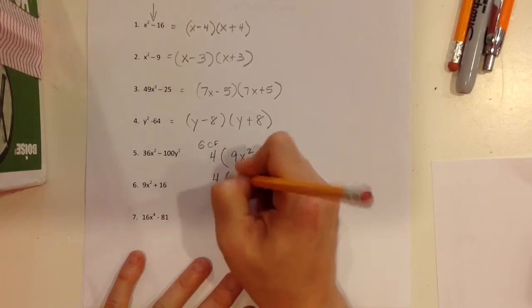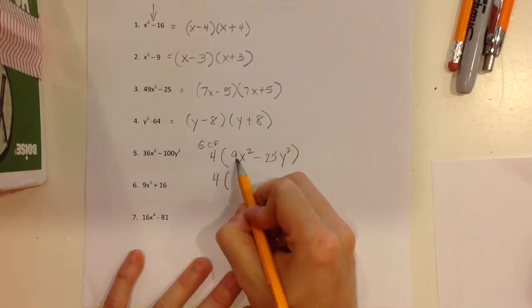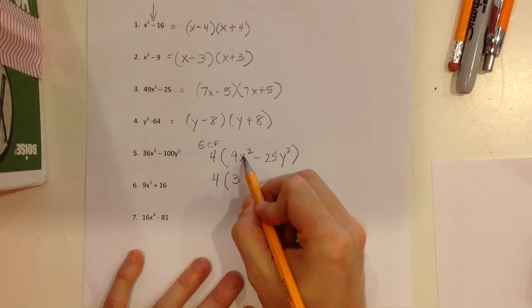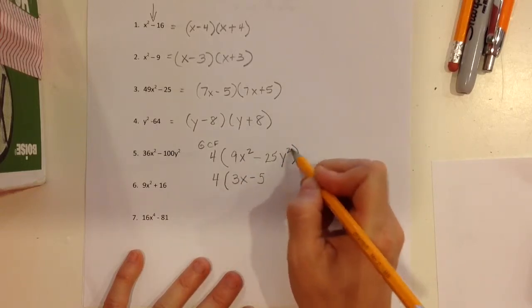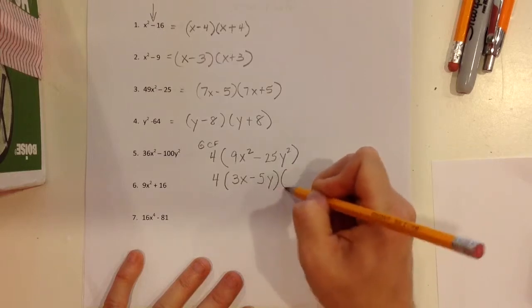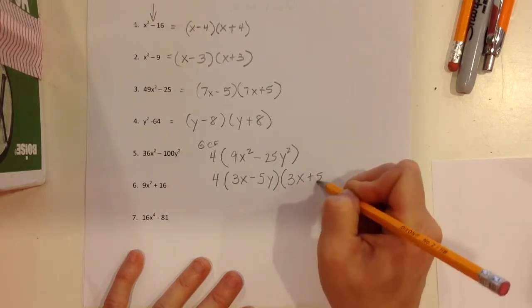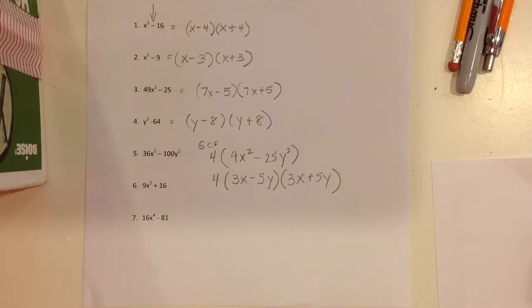So I'm going to bring my GCF down, and the square root of 9 is 3, the square root of x squared is x, the square root of 25 is 5, and the square root of y squared is y. One with the minus and one with the plus. That is in factored form completely.